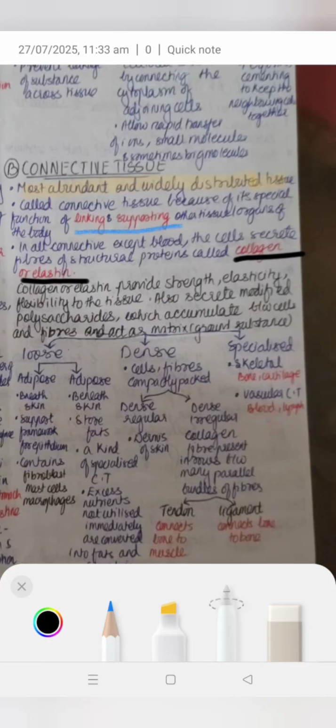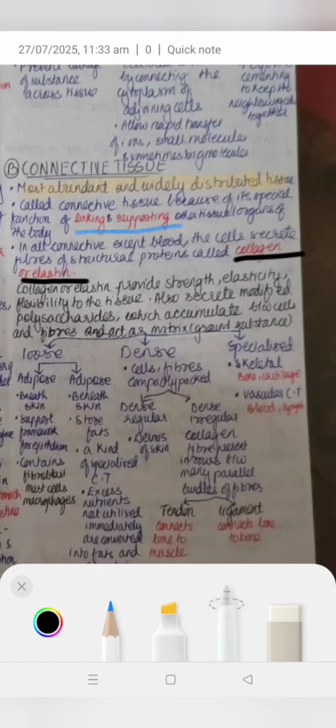Now we have loose, dense and specialized connective tissue. Specialized, I already told you, is skeletal and vascular connective tissue. Obviously specialized में blood और bone तो आएगा ही. So skeletal, as the name suggests, means bone and cartilage, and vascular connective tissue means blood and lymph. Blood does not have elastin or collagen, whereas all other connective tissues do have.